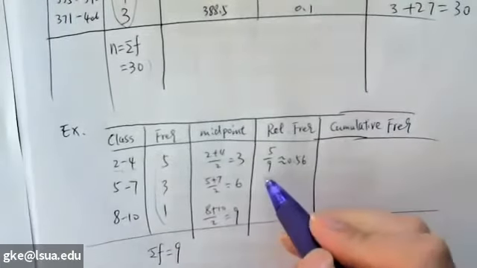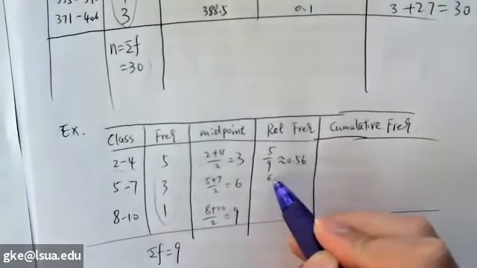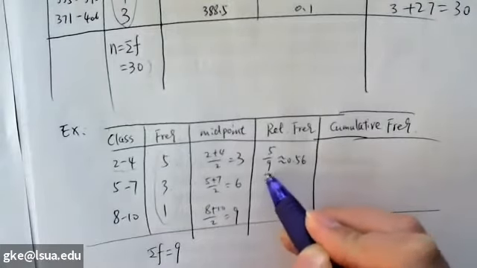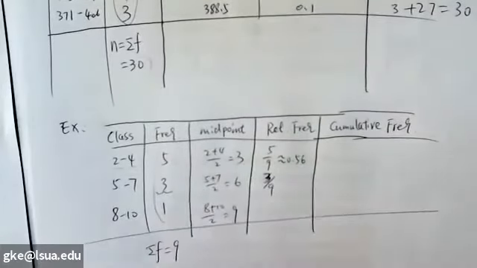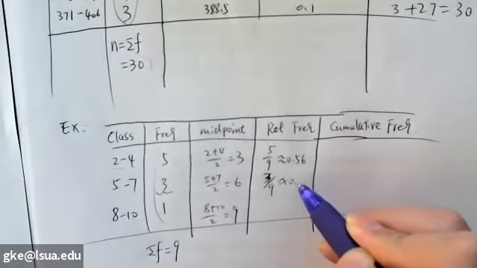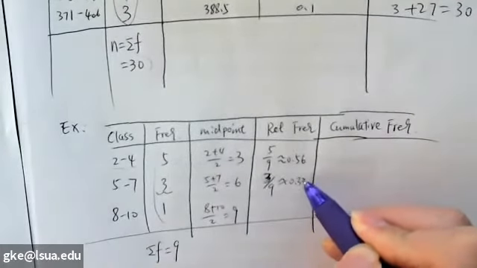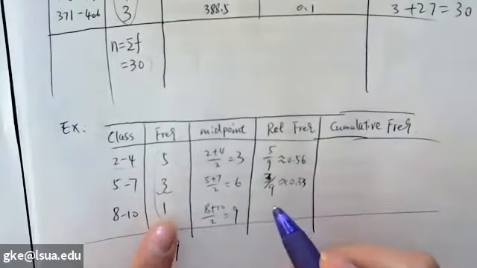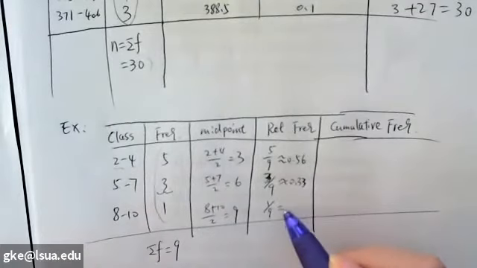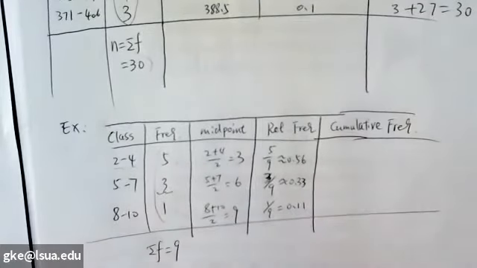And for the second one is 3 divided by 9. The frequency is here, 3, right? So it's about 0.333. And for the last one is 1 divided by 9. It's about 0.11, right? 0.11. So that's the relative frequency.